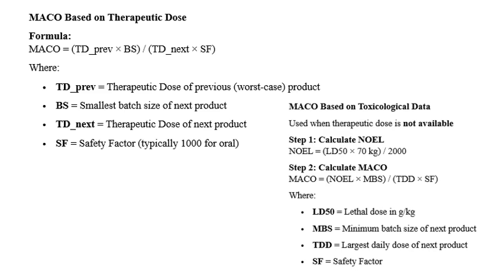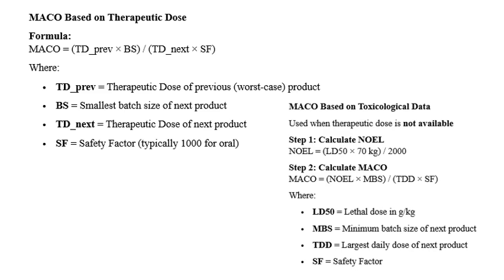Smallest batch size of the next product is considered. Therapeutic dose of the next product is considered, and safety factor, typically 1000, is considered for the oral formulations. MACO is TD of previous into BS divided by TD next into SF. SF is the safety factor.